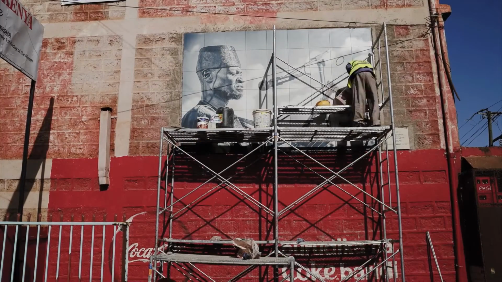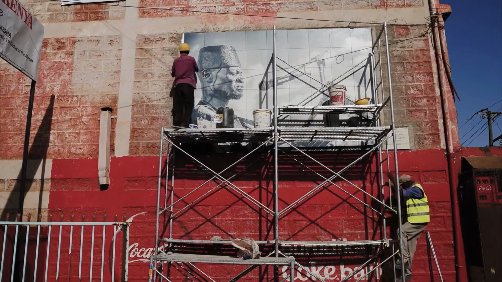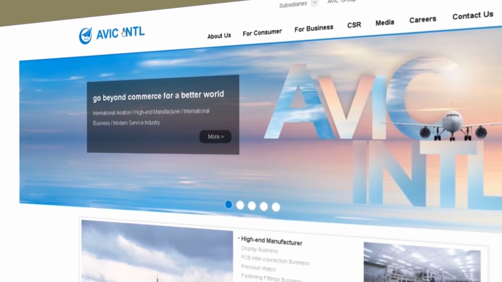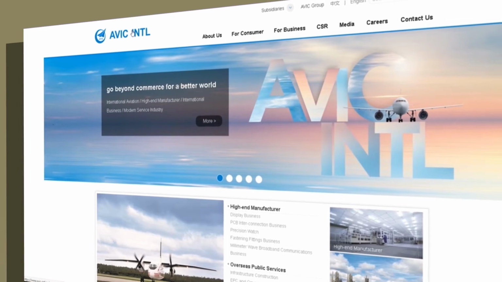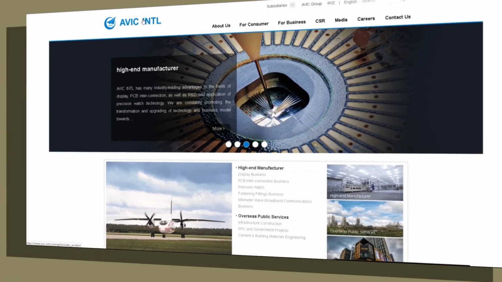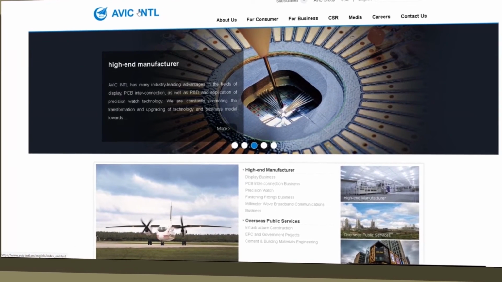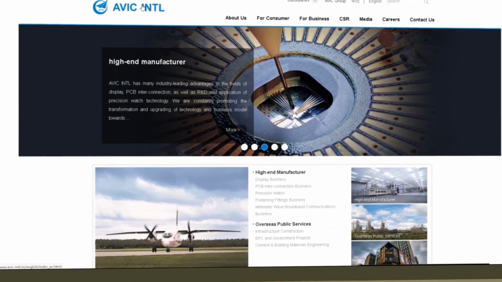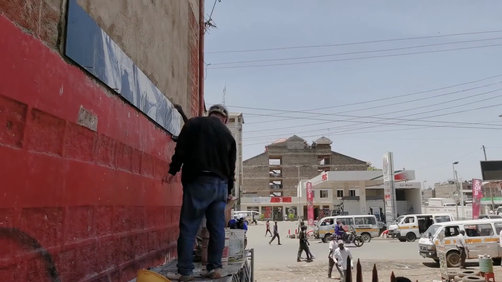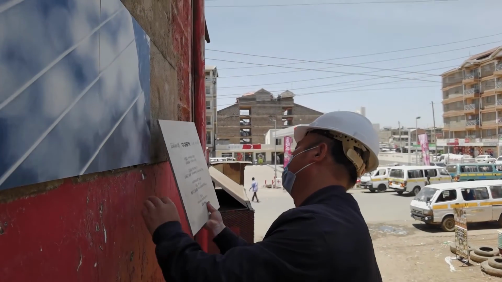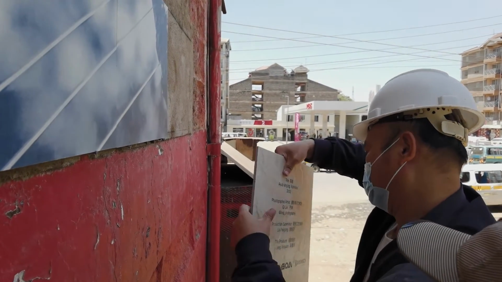I contacted the company I worked for before, AVIC International. They happen to be one of the largest construction companies here in Kenya. Their management said, no problem, they're really supportive. I really appreciate that. They found a wall, and they spent a whole week to make the wall clean. Another week, we put on the tile, and it's really, really nice.